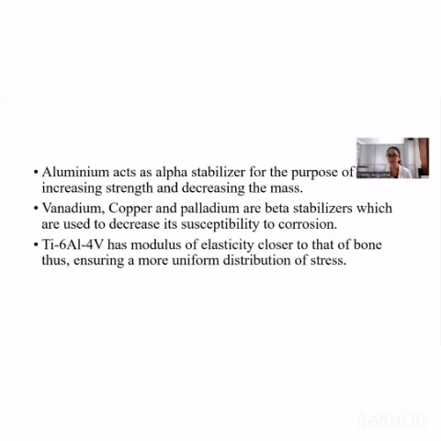Now, there's another: Ti-6Al-4V. That has a modulus of elasticity closer to that of bone, so it will ensure uniform distribution of stress. See, this is a very simple question: what are the alpha stabilizers? Aluminum. Why are they alpha stabilizers? For strength and lightness. Then you can ask what are the beta stabilizers? Vanadium, copper, palladium. Why is that important? It reduces corrosion. What is an alloy of titanium? Ti-6Al-4V. So remember these things.